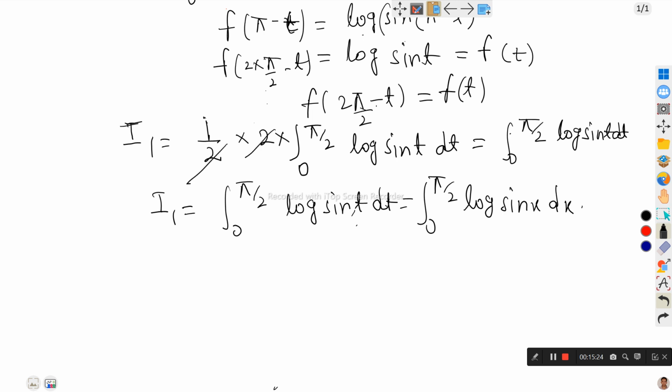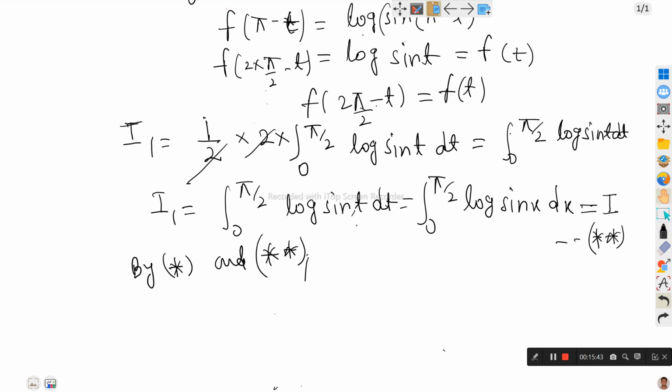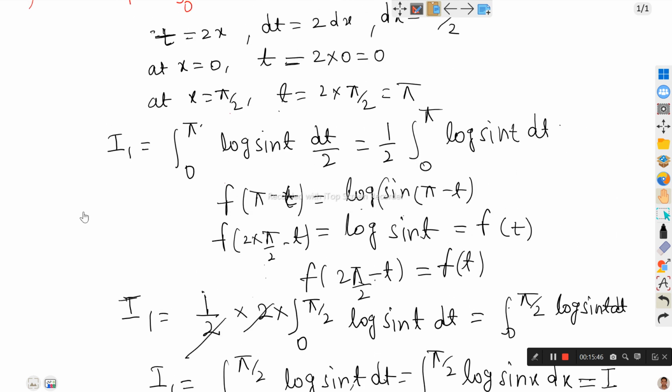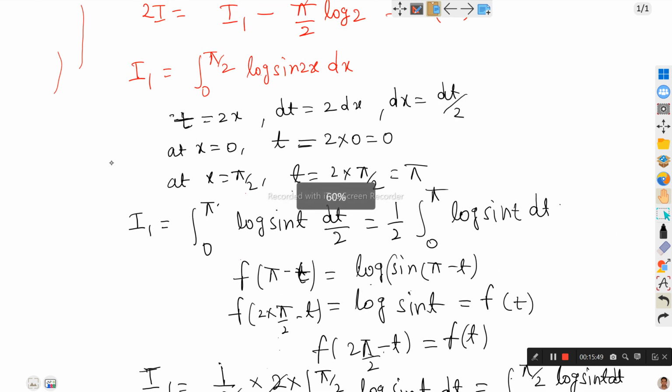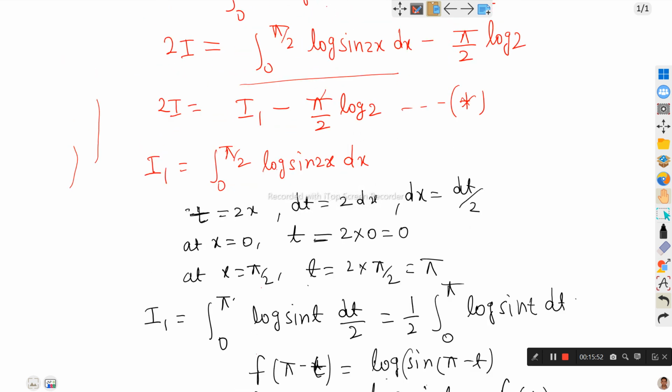So this is I, and this is the second star, the double star. By star and double star: the first star equation was 2i equals I1 minus pi by 2 log 2. So this I1 becomes I, and 2i equals I minus pi by 2 log 2.